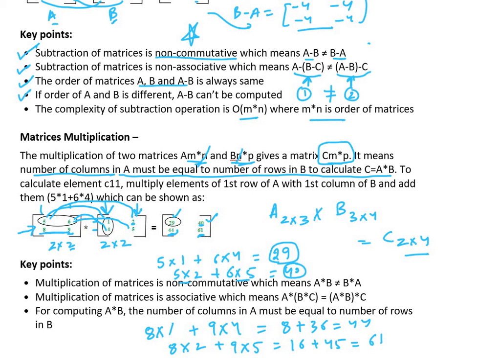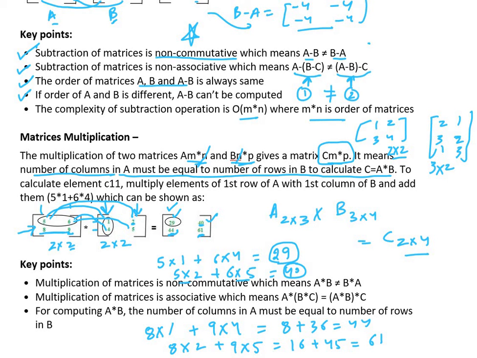This is the general formula for that. We'll just multiply the corresponding elements of the corresponding rows with the corresponding columns and add them to get the final element. Now you can try it by taking a different example of, let's say, 1 2 3 4, and let's say 2 3 1 1 2 3. So this matrix is of 2 by 2 order, and this one is 2 by 3.